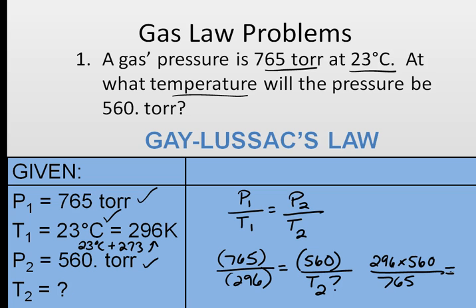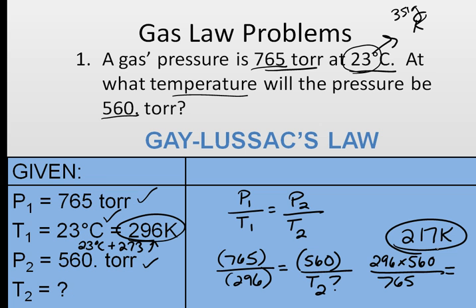And now the question is, well, how many significant figures? We have 3 sig figs here, 3 here, and only 2 here. But we needed to convert this to Kelvin. And we're going to end up then with 3 sig figs, which is what you see here. So we're going to end up with 3 sig figs in our answer, which will be 217 Kelvin.